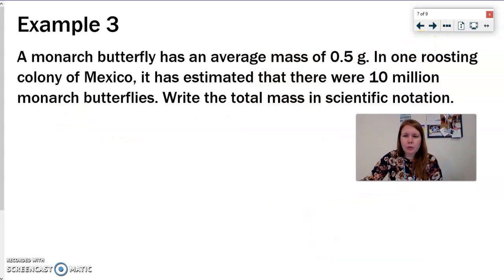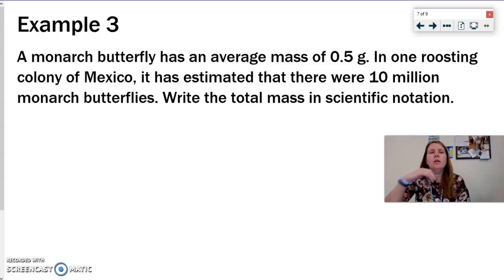So let's take a look at some word problems here. It says a monarch butterfly has an average mass of 0.5 grams. In one roosting colony of Mexico, so I think where a lot of them hang out, especially when it's cold here, they all go down to Mexico, it has been estimated that there were 10 million monarch butterflies. Write the total mass in scientific notation.